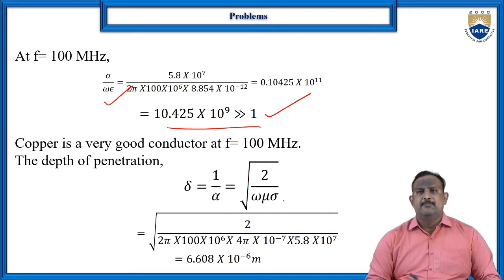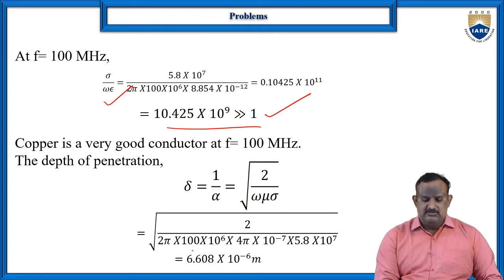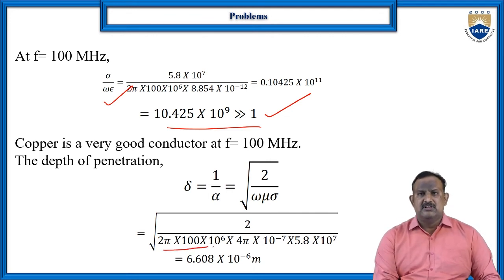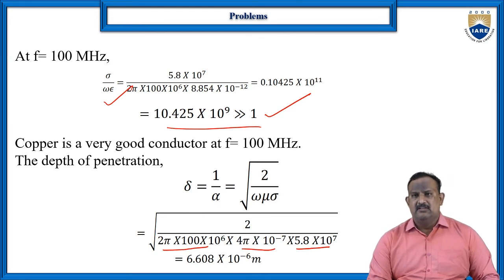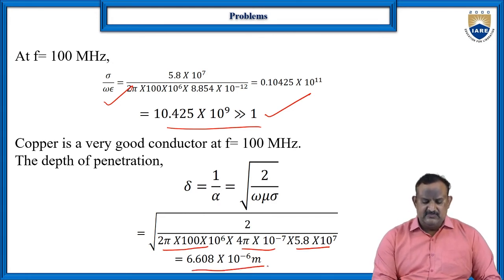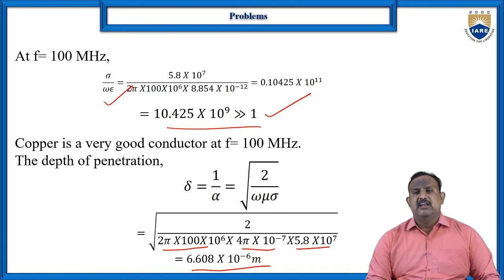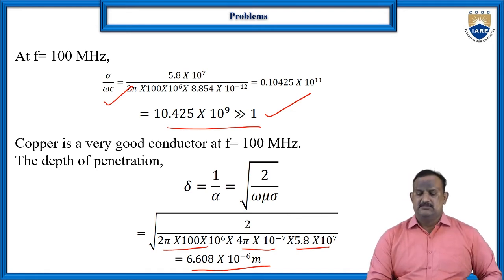omega mu sigma. So, if you substitute all the values, it is 2 pi f, where f is 100 into 10 power 6, and mu is nothing but mu naught equal to 4 pi into 10 power minus 7, and sigma is 5.8 into 10 power 7. So if you simplify the expression, it is 6.608 into 10 power minus 6 meters.